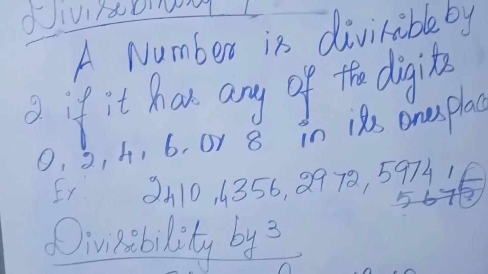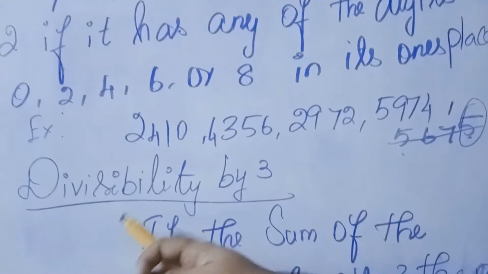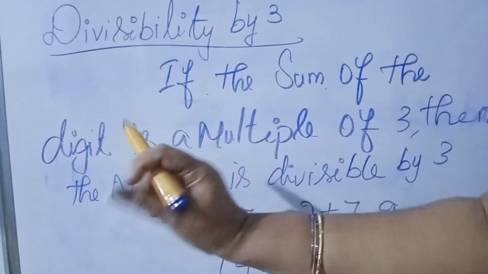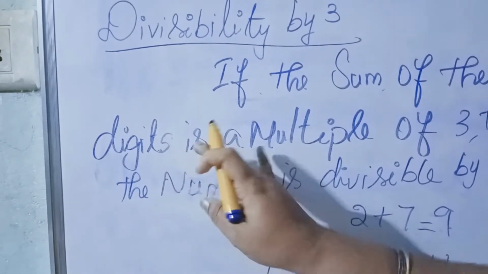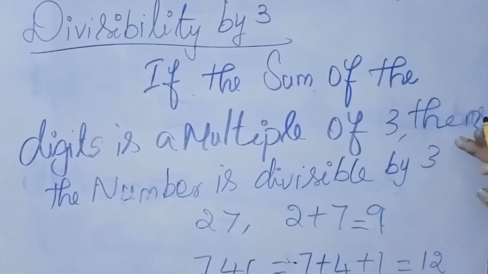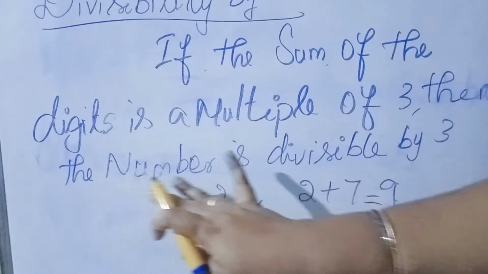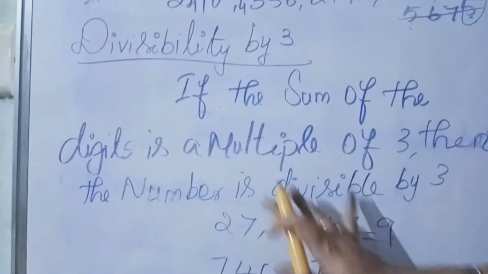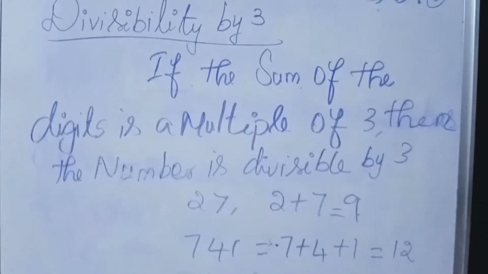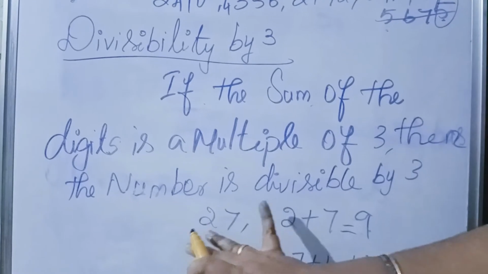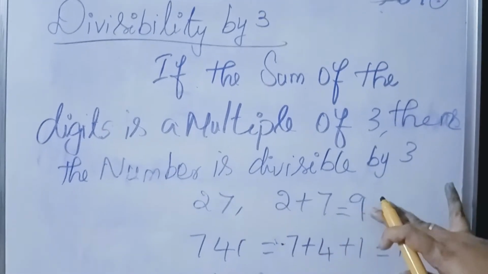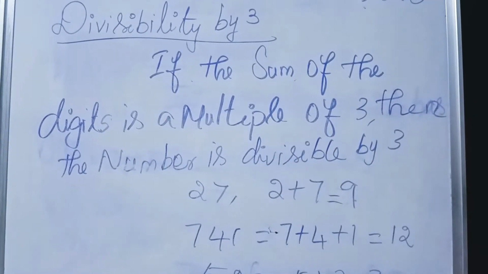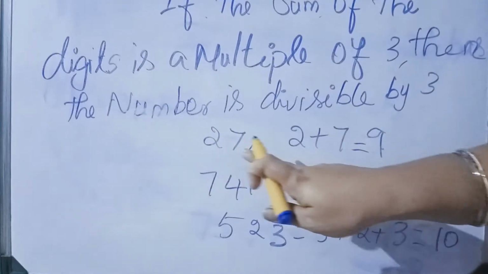Now we are going to see the divisibility rule for 3. Divisibility by 3: if the sum of the digits is a multiple of 3, then the number is divisible by 3. That means you have to add the digits of the number. If the answer is a multiple of 3, then that number is divisible by 3. For example, 27 here.